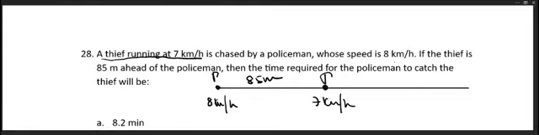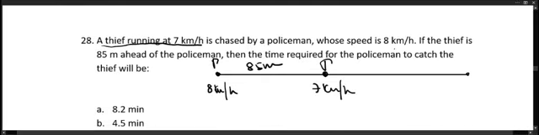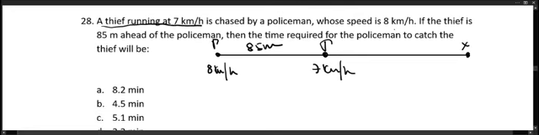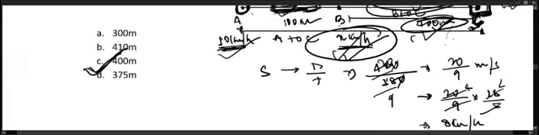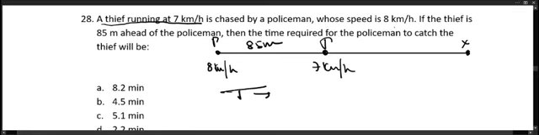If the thief is 85 meters ahead, that is, the distance between them is 85 meters ahead of the police, then we need the time required for the police. Here we have to find the time. In the earlier question we had to find the distance. Here we have to find the time taken by the police to catch the thief. Let's say the thief gets caught by the police at point X, and we have to find the time.